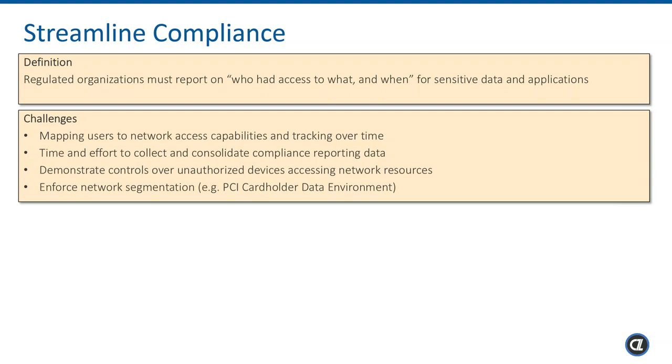And so what organizations have to do, of course, is demonstrate that they have these technology and process controls to prevent unauthorized devices from accessing network resources and to enforce segmentation of their network. And this is particularly important for things like the payment card industry data security standard, PCI DSS, where you have to manage these cardholder data environments very carefully.